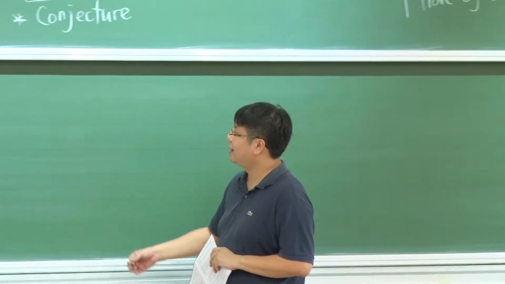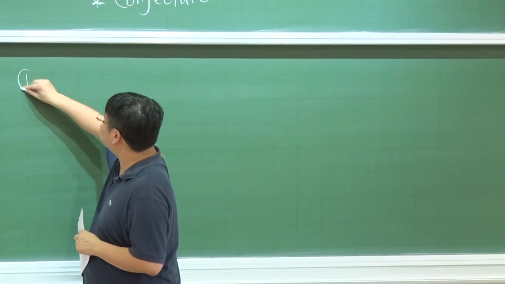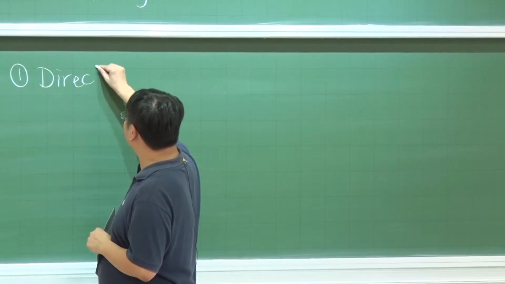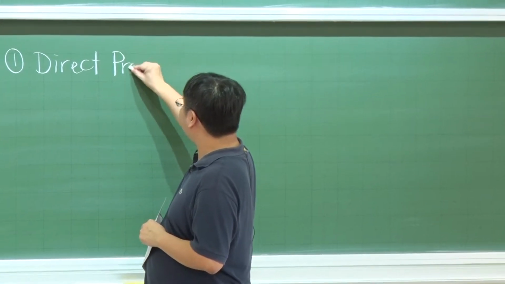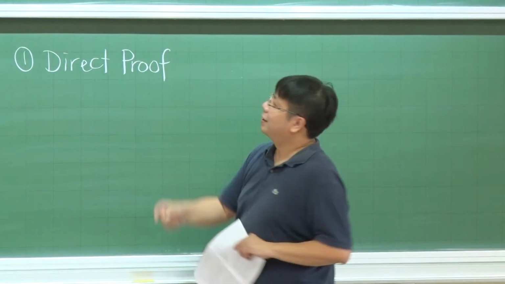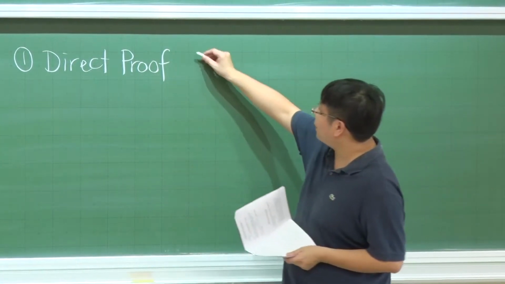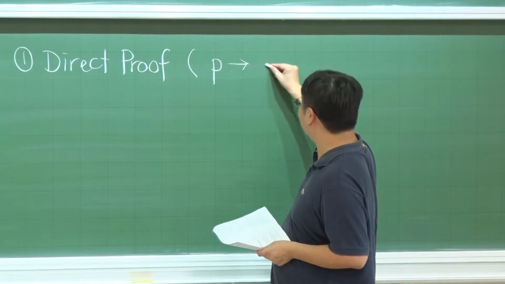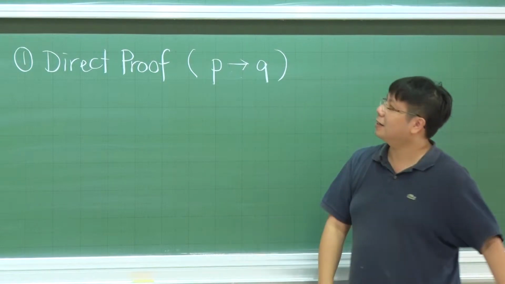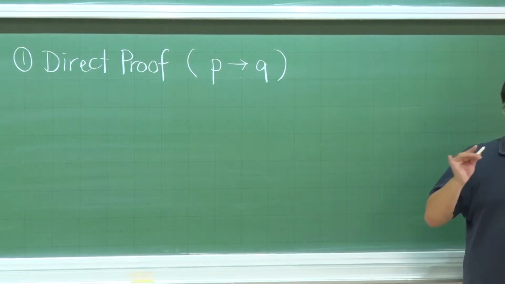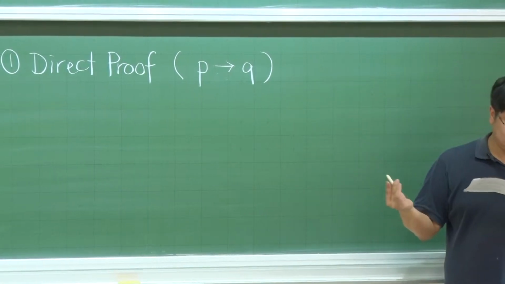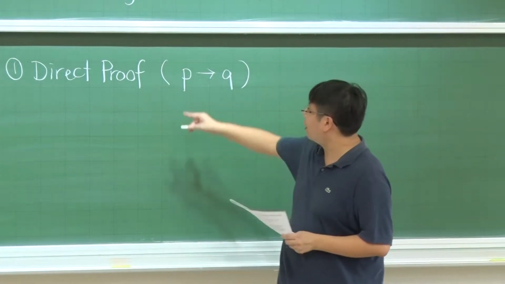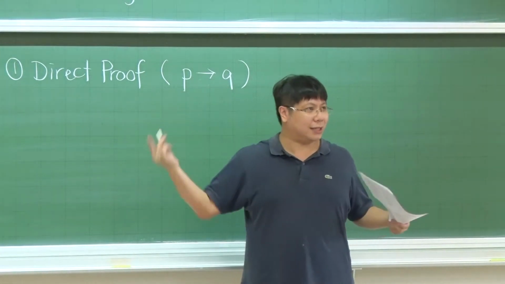Okay, so let's look at direct proof now. Direct proof is usually a proof method that we want to prove something of this form: P implies Q. I'll give you an example of what we want to prove for P implies Q.